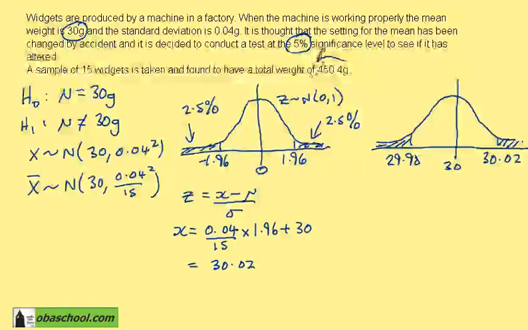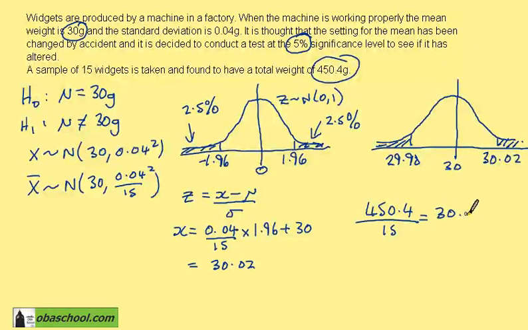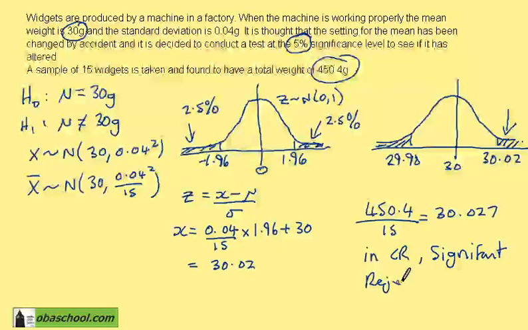Now using our data, 450.4 divided by 15 is equal to 30.027. That's in this critical region since it's more than 30.02. So it's in the critical region, and therefore it's significant at this level of testing. So we would reject H0 in favor of the alternative hypothesis.